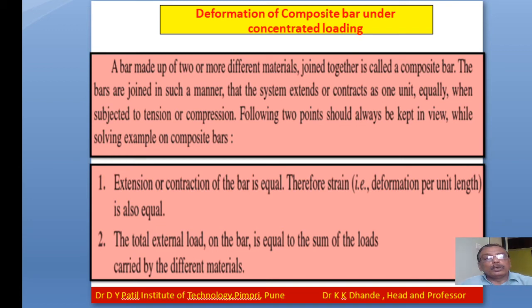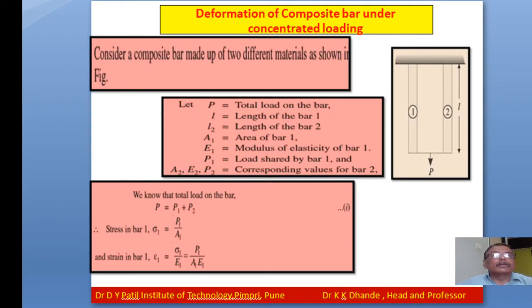Second, the total external load on the bar is equal to the sum of the loads carried by the different materials. If there are two bars, the load carried by the first bar plus the load carried by the second bar is equal to the total load acting on the bar. We have to remember these two conditions while solving the numerical. Let us see a simple example.